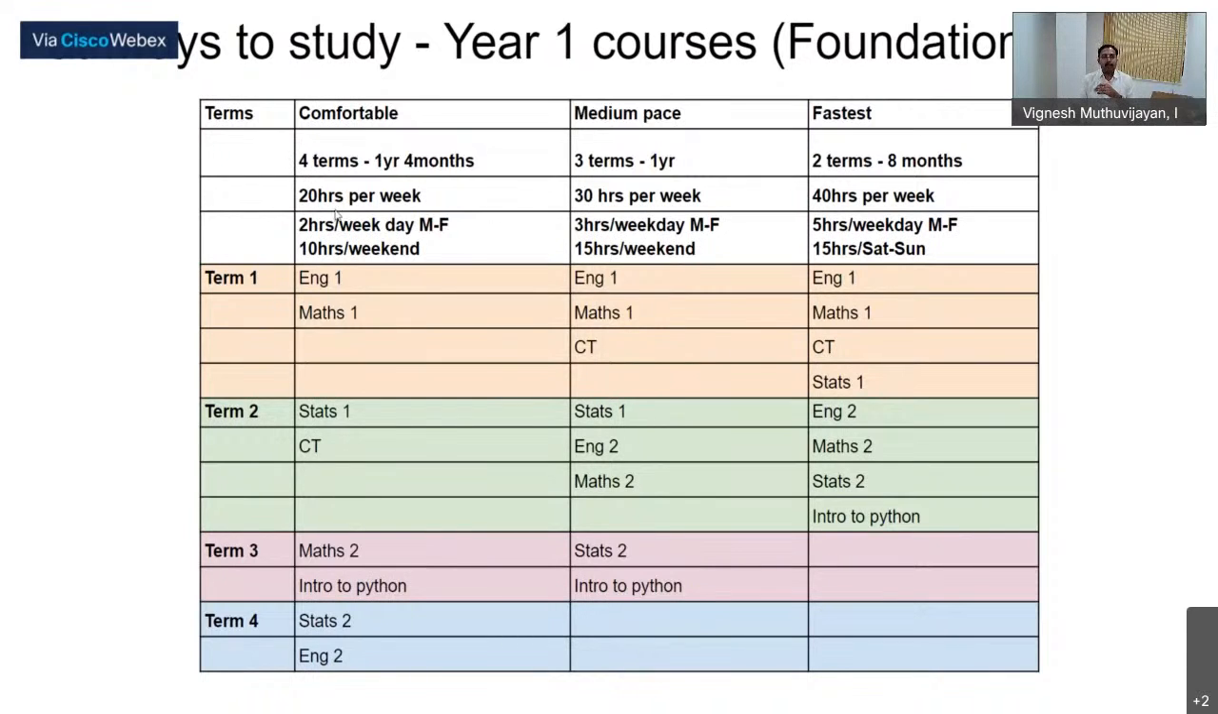So we also give you a rough estimate for the number of hours you would need to put in per week. A ballpark number which you should look at is roughly 10 hours of work every week for every course. So in the comfortable path, you are doing like 2 hours during the weekdays and 10 hours during the weekend. So 20 hours per week. And it goes all the way up to 40 hours per week if you're doing 4 courses in a term. So please have an understanding of the time you will be able to put in, and decide to register for the number of courses based on that.